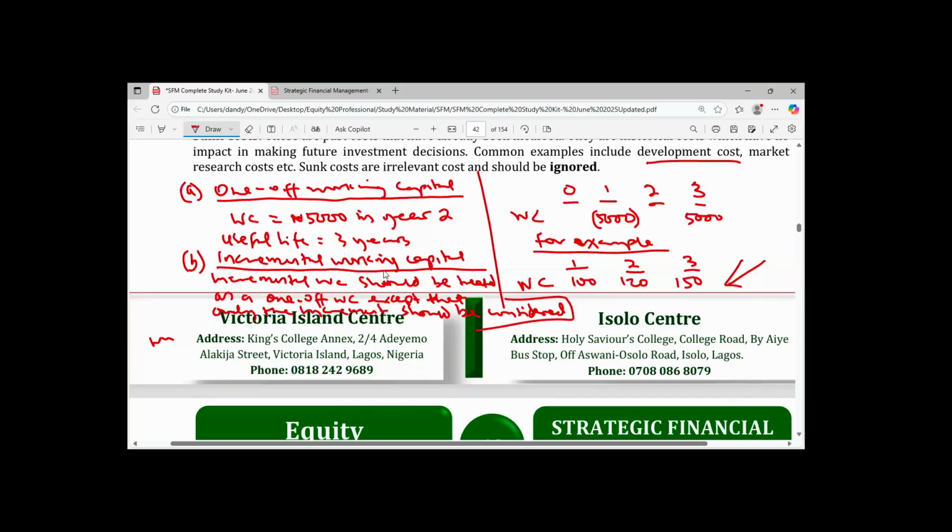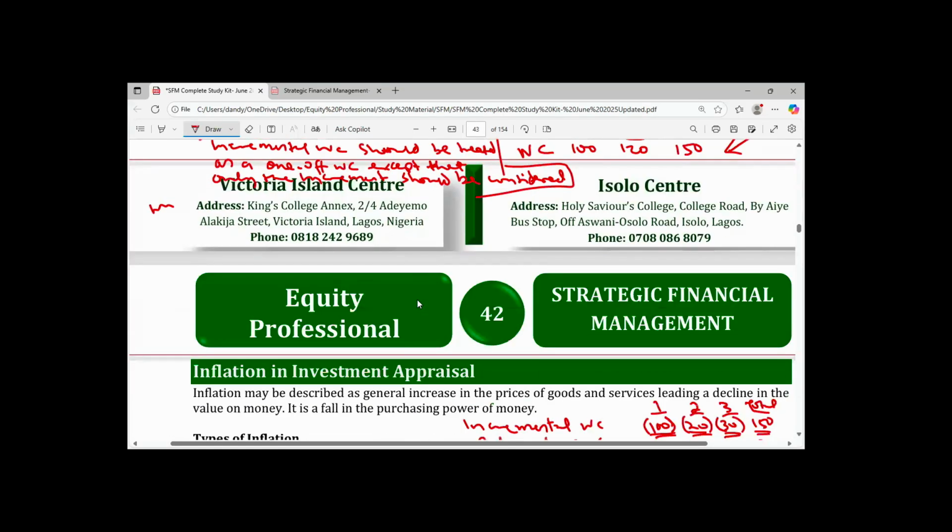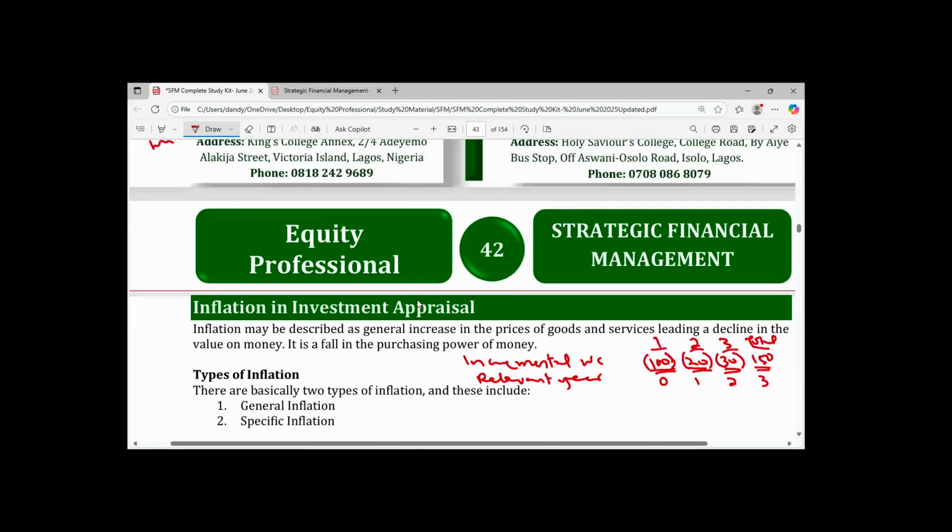And I also said, if you are given incremental working capital, the incremental working capital should be treated the same way as a one-off working capital, but only the increments should be considered. Okay, and I also demonstrated with examples how you can treat it.